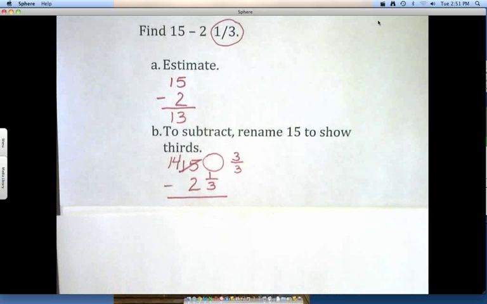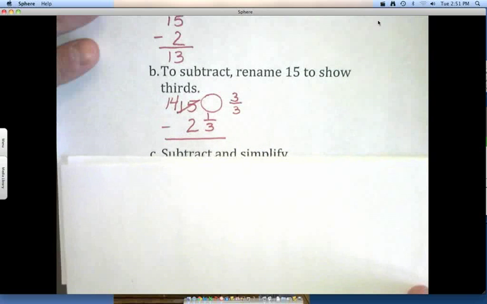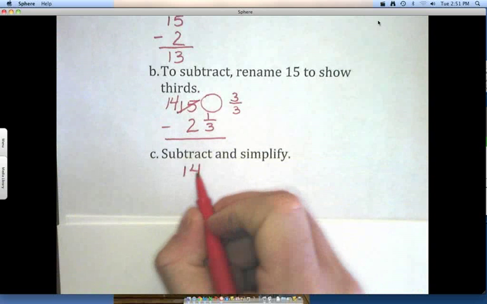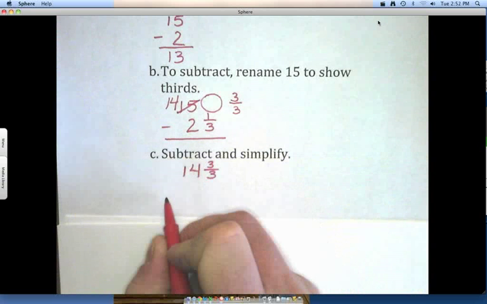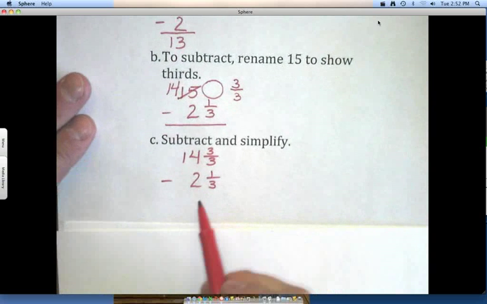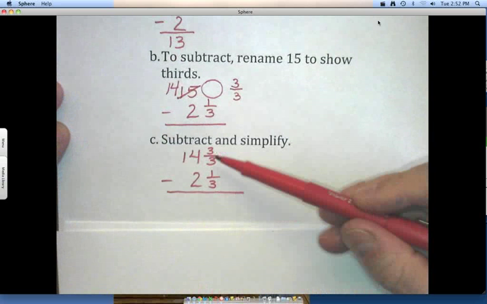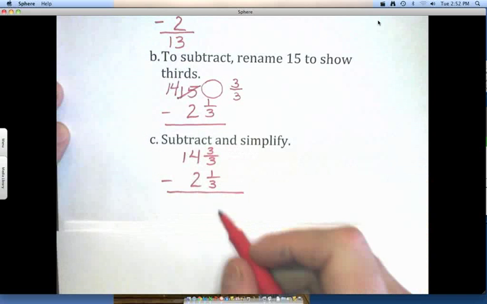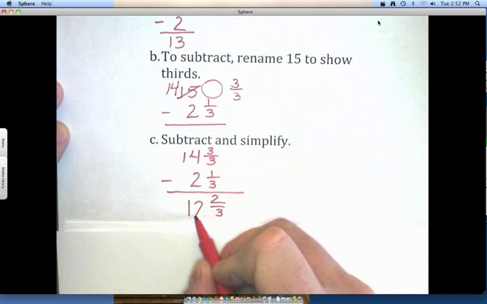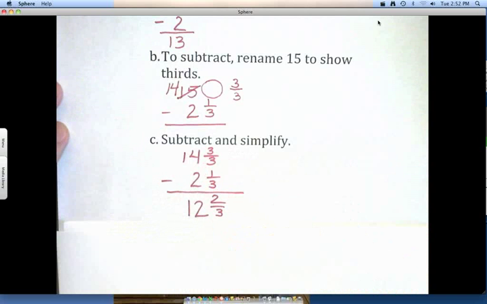So 3/3 minus, well, and actually this would be our third and final step, subtract and simplify. So I'm going to write it a little clearer for you, 14 and 3/3 minus 2 and 1/3. I stacked my mixed numbers. Now I'm going to subtract my simple fractions. So 3/3 minus 1/3 is 2/3, and 14 minus 2 is 12. So again, this is subtracting mixed numbers by renaming. Now I'll show you another example in which you do not have to rename.